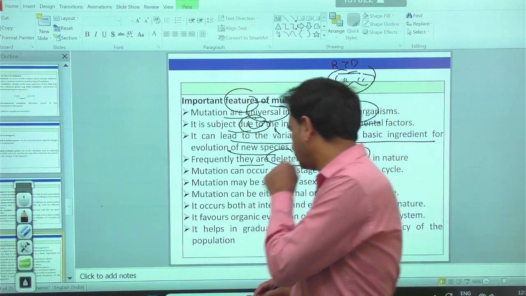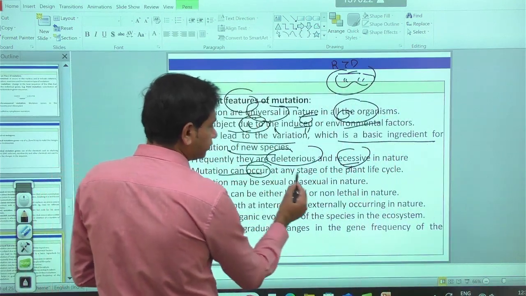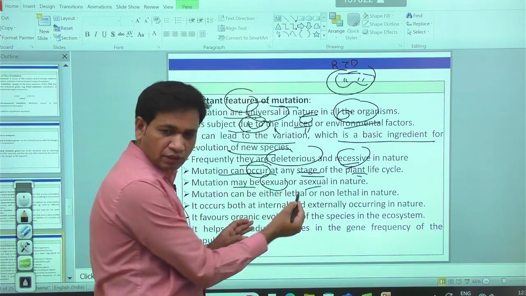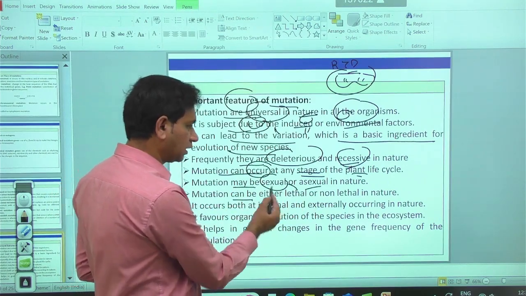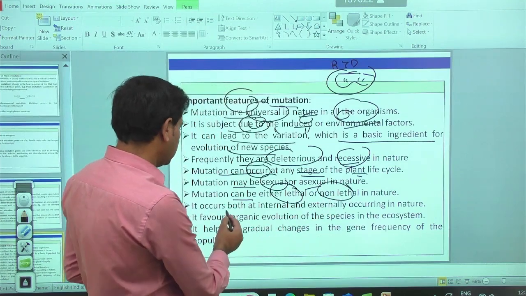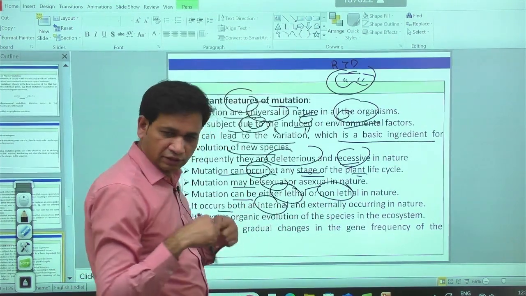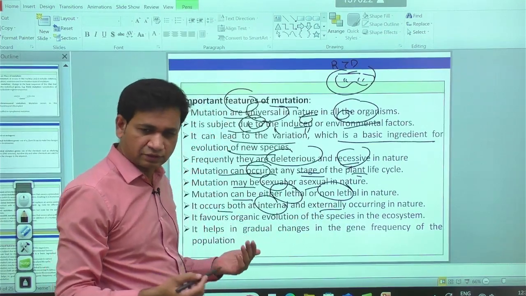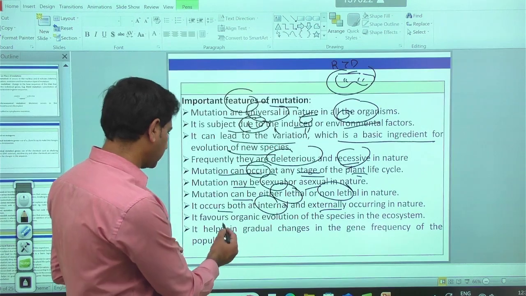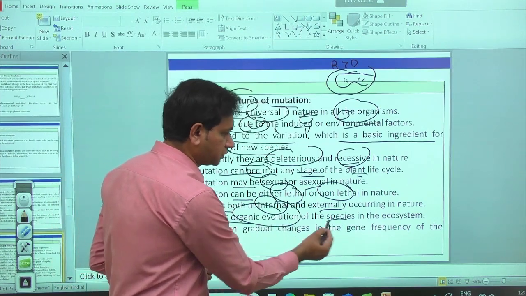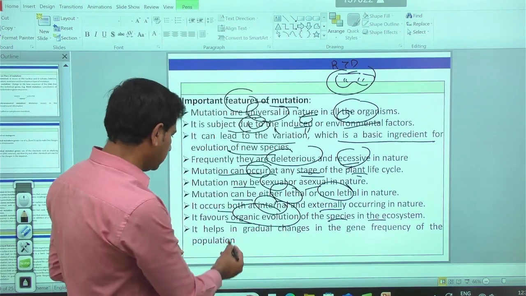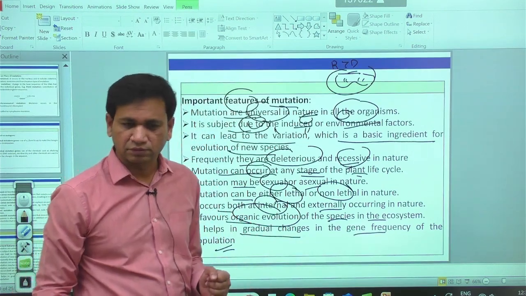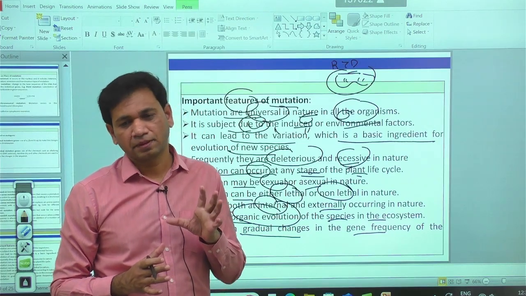Then mutation can occur at any stage of the plant life cycle. Mutation may be sexual or asexual in nature. Mutation can be either lethal or non-lethal. It occurs both internally, that is in the genes of the plant, and externally, that is in the outside characters of the plant. Then it favors the organic evolution of species and the ecosystem. It also helps in gradual changes in the gene frequency of the population. So these are the various features we have in the case of mutation.